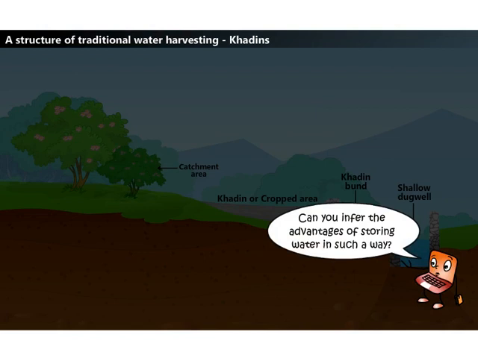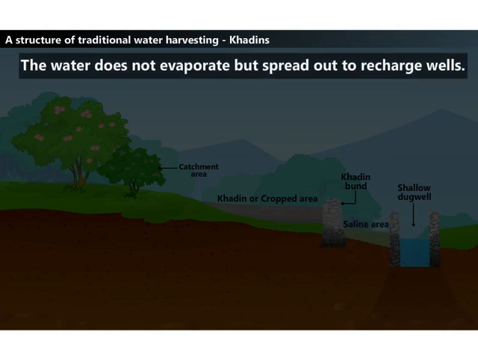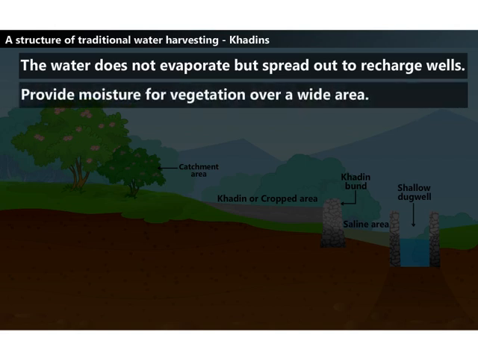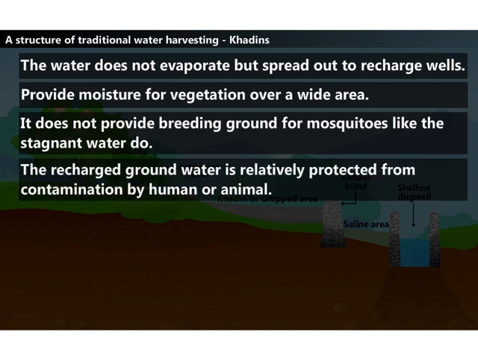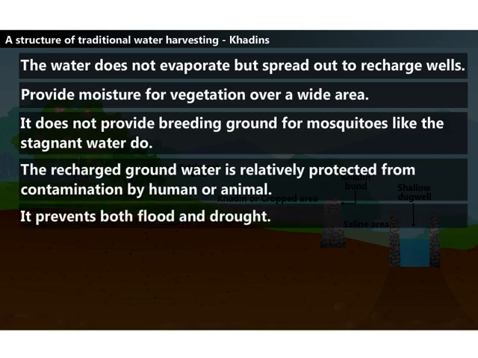Can you infer the advantages of storing water in such a way? The water does not evaporate, but spreads out to recharge wells and provide moisture for vegetation over a wide area. It does not provide a breeding ground for mosquitoes like stagnant water does. The recharged groundwater is relatively protected from contamination by humans or animals. It prevents both flood and drought.